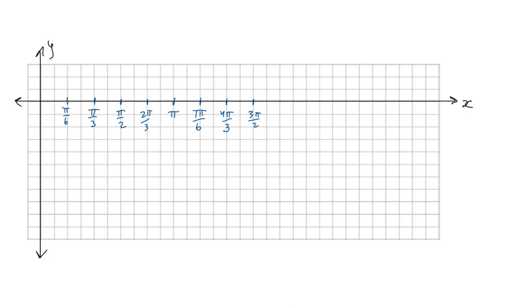Our end is 4 pi by 3, so I have to go at least to that or past it. So I just went 1 past it, and I can stop. You don't have to label all the way to the end.